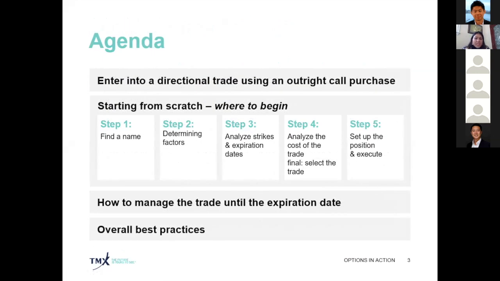So today's agenda is we're going to learn how to enter into a directional trade using an outright call purchase. I've developed a 5-step program. First is finding a name or security to trade in if you don't already have one. Then there's determining factors: can you actually implement this option strategy? After you've determined that, step 3 is analyzing the strikes and expiration dates, followed by analyzing the cost of the trade, and the final selection of which trade you're going to enter into. It's really an art and a science that I'm going to go through. The last step is setting up the position and executing it.